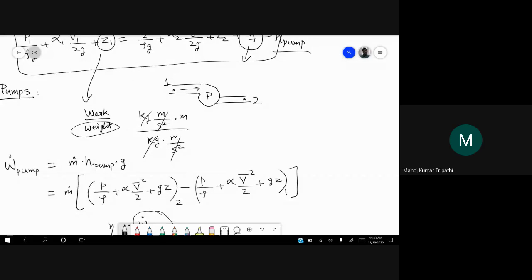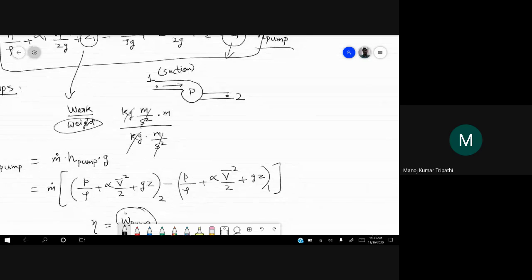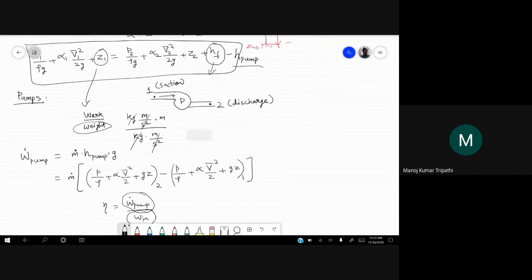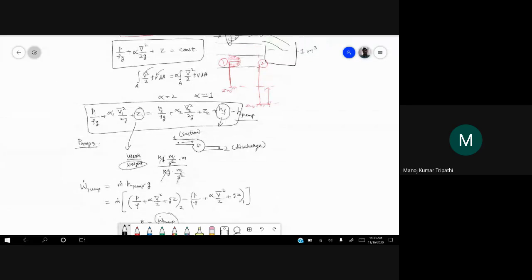So there are special names given to these points 1 and 2. This point 1, which is before the pump, this is known as the suction side of the pump, from where the pump sucks the fluid in. And the point 2 is known as the discharge side of the pump. So the side to which the pump discharges the fluid. Okay. I hope this is clear.